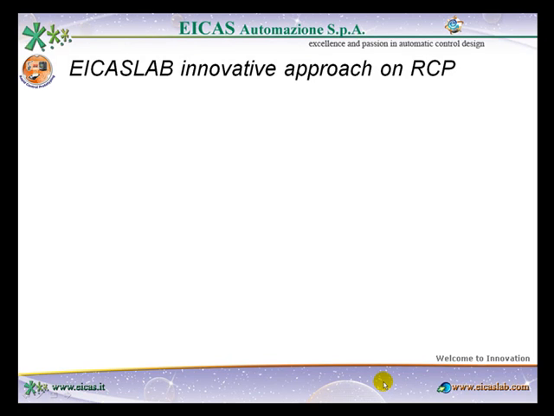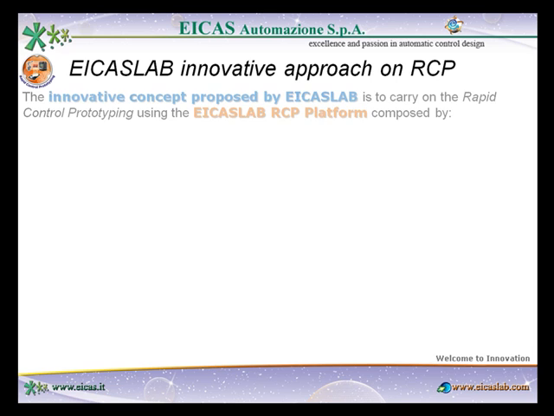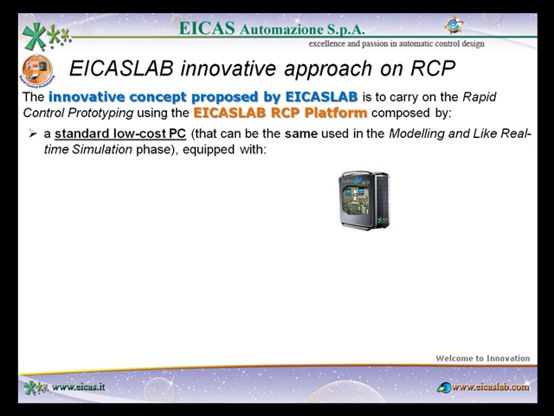Let's focus again on the rapid control prototyping. The innovative concept proposed by EICAS to perform rapid control prototyping activities is based on the use of the EICASLAB RCP platform, composed by a standard low-cost PC that, it is worth noting, can be exactly the same used in the modeling and like real-time simulation phase, equipped with a real-time operating system. Two free real-time operating systems at present are available, the Linux RTAI and Linux RT Preempt Patch.